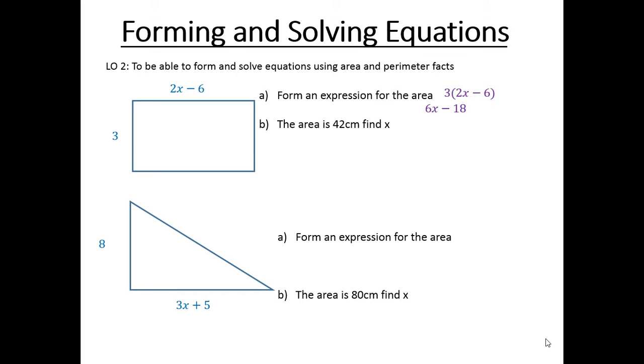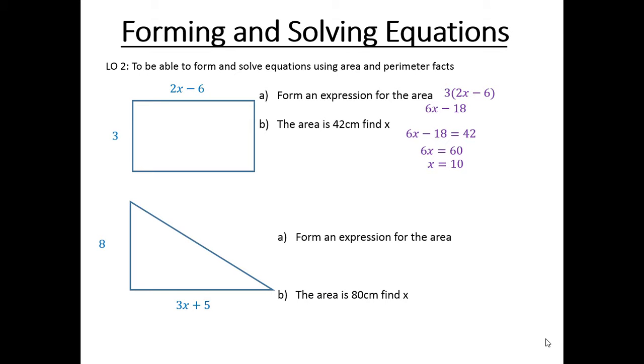That's your expression. Now, can I form an equation for part B? It says the area is 42 centimeters. Find what x is. Well, I found the expression for the area is 6x minus 18. Just make it equal to 42 because I've been given the area now. Now it's very easy for me to find out what x is because all I have to do is solve for x. Add 18 on both sides, gives you 6x is equal to 60. Then I divide by 6 on both sides, x is equal to 10. Okay.